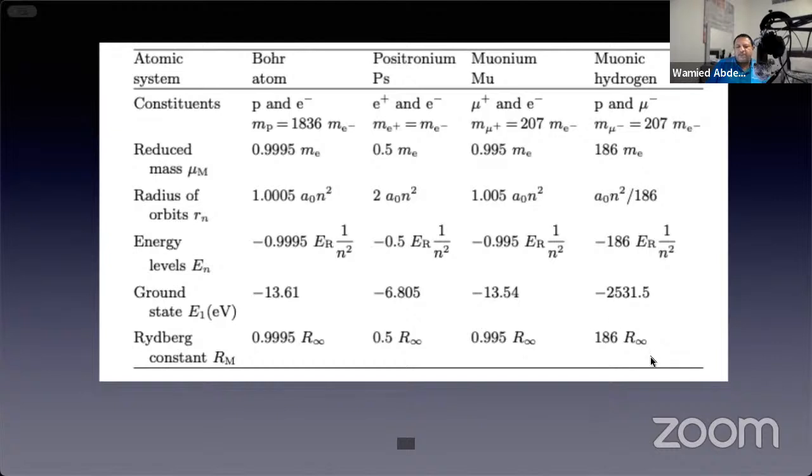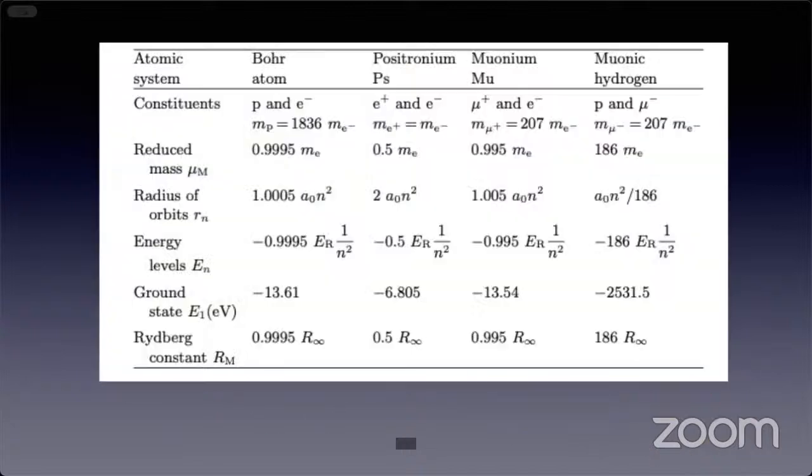And the Rydberg constant, well, it's not the Rydberg constant, which is for an infinite mass. But that constant in the formula for the wavelengths is then modified.